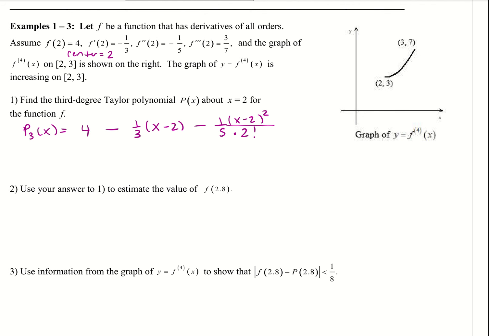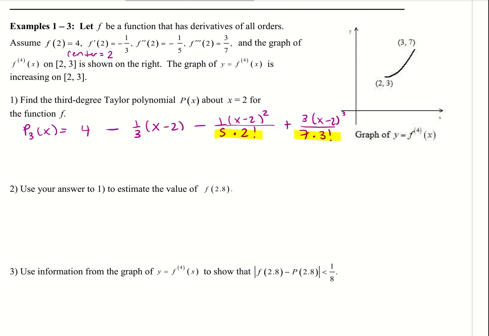And then we need the third derivative, which is 3/7 times x minus 2 to the third power, over 3 factorial. This is my third degree Taylor polynomial. We could simplify it if we wanted to. Totally up to you. So lots of different ways, like you could write this denominator as a 10, or this one as a 42, because that'd be 7 times 6.